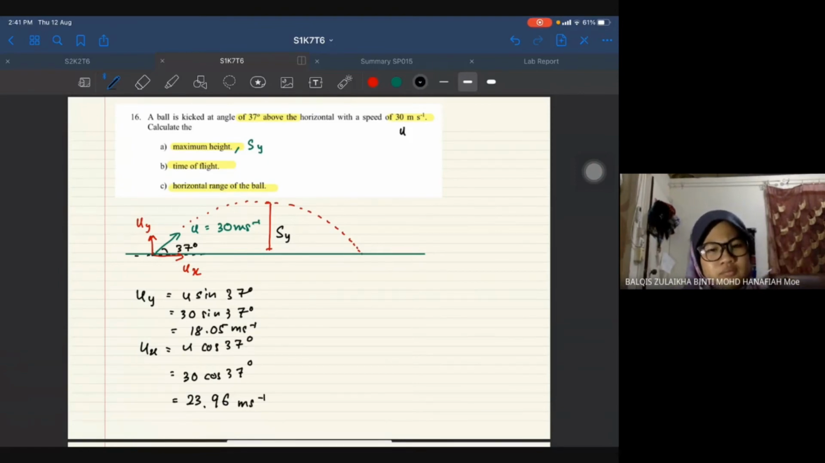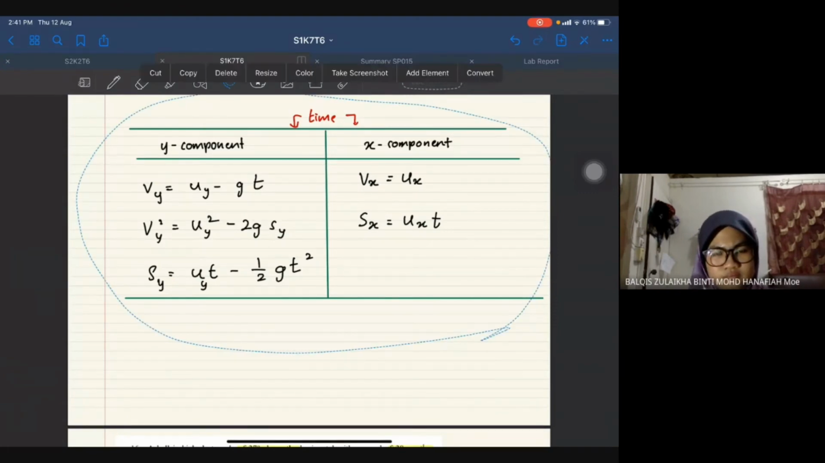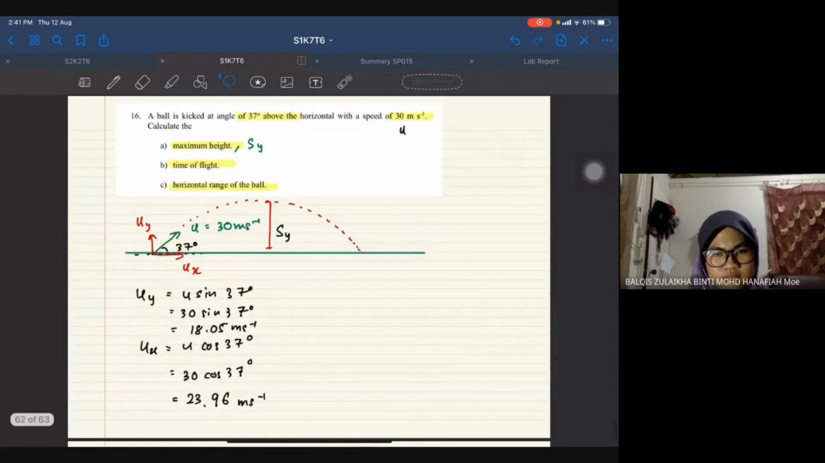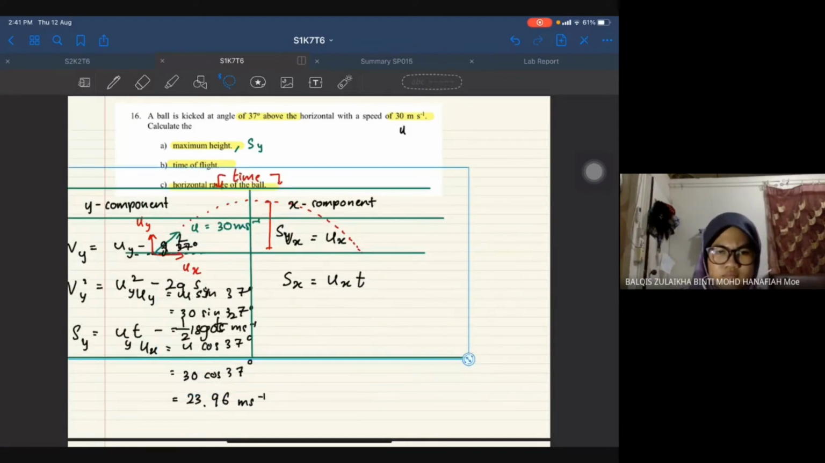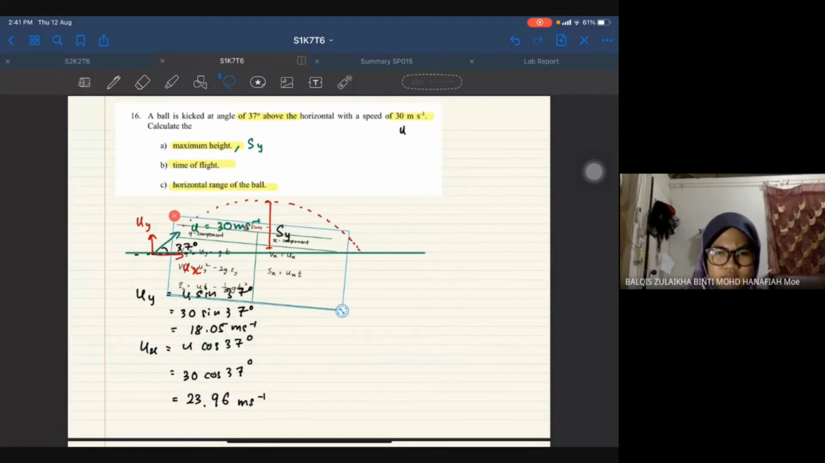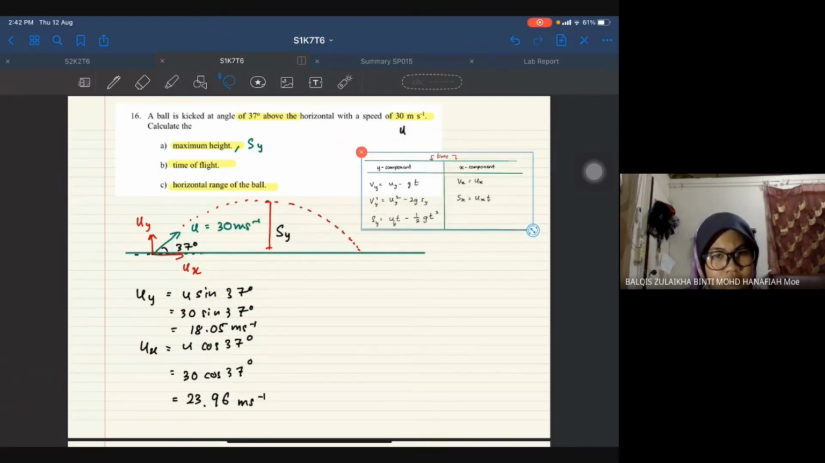Okay, now kamu nak pilih formula mana? So we have the 3 formula. In fact, kamu ada total ni ada 5 formula lah. Saya ambil je semua. Then I'm gonna put it here and I'm gonna make it small so that it can fit.